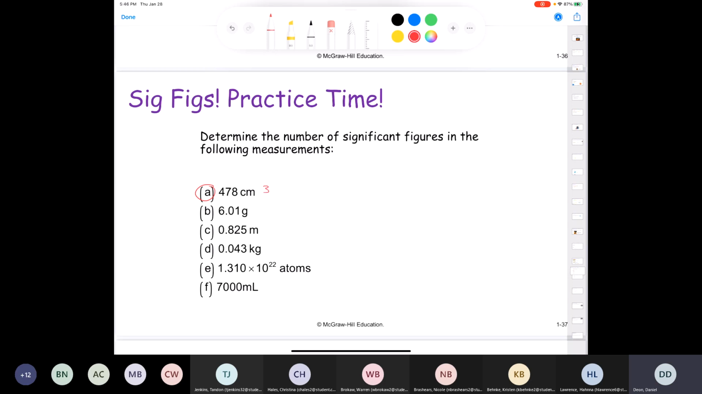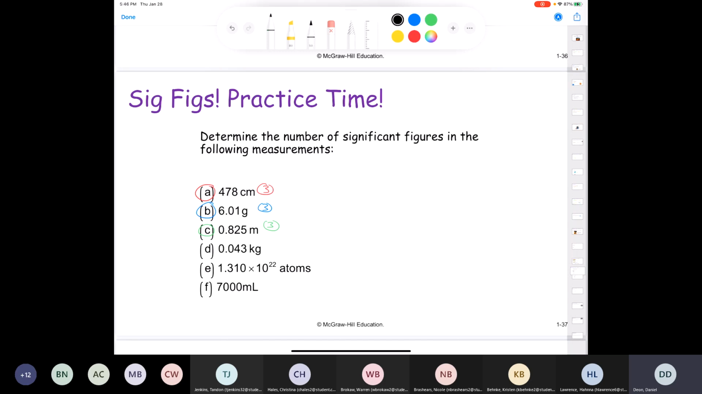Yeah, there's 3. There's no zeros in there anywhere, so that number has 3 sig figs. What about B? In B, there's 3 sig figs in this one as well. You have a 0, but it's between 2 non-zeros. Therefore, that number has 3 sig figs. What about C? Yeah, in C, there's 3 sig figs as well, because the leading 0 is not significant.